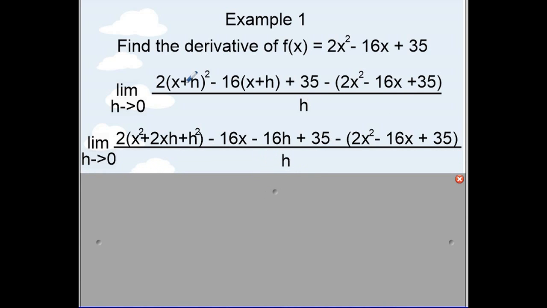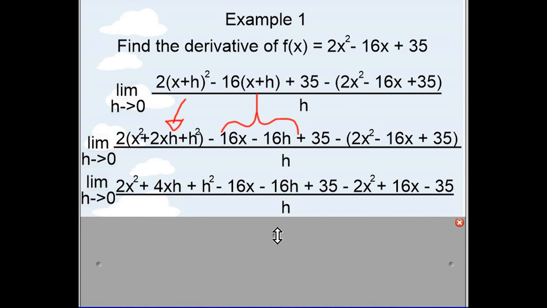Moving on. So from here to here, we expanded this x plus h squared. So we did x plus h times x plus h, and we get x squared plus 2xh plus h squared. Here, we distributed our 16 to the x plus h. So we have minus 16x minus 16h plus 35, and then subtracting our original function over here.